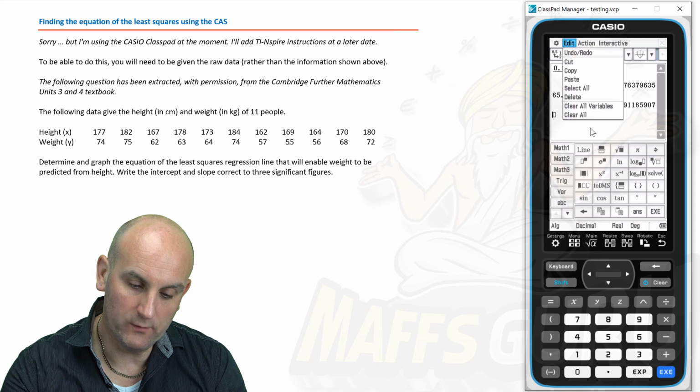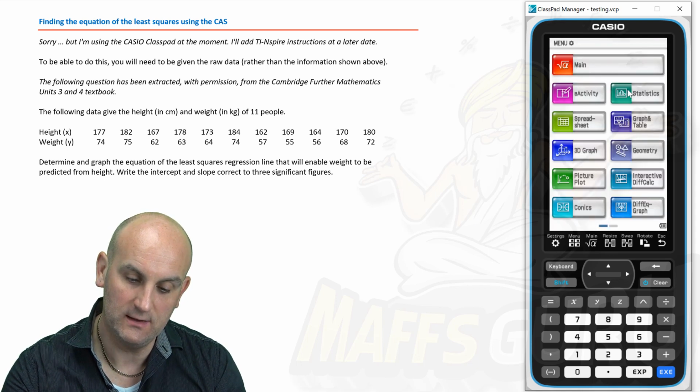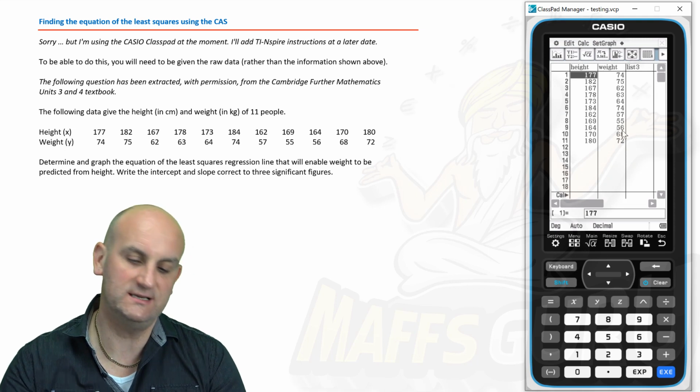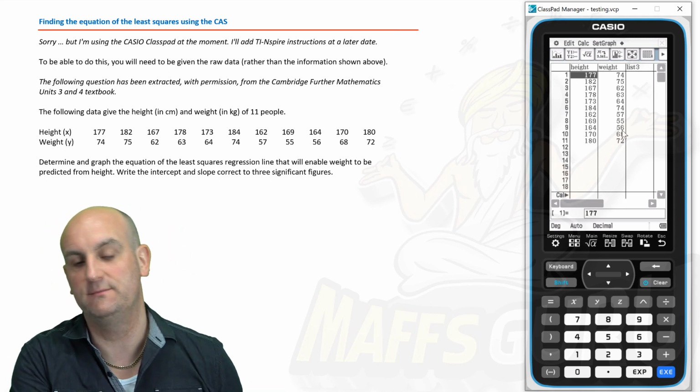And I'm going to clear down what was there previously. Not that it's going to matter because I'm going to go into menu and statistics. And what you notice is I've already pre-populated my data.